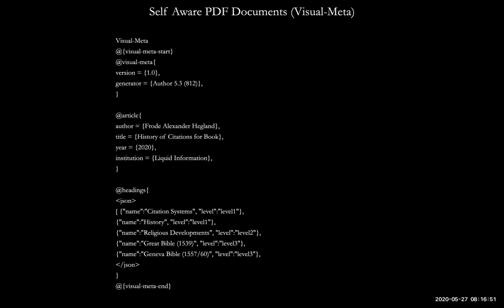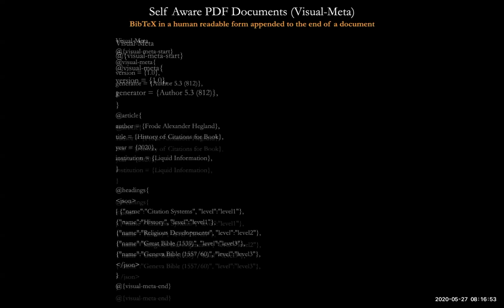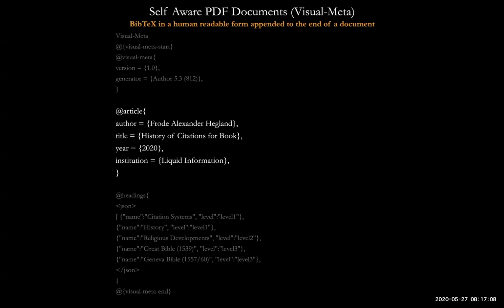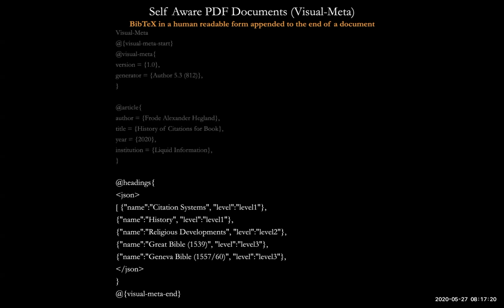So this is an example of actual visual meta, which I like to highlight is BibTeX in a human readable form. So the beginning bit is just what version it is, so in the future, if something changes, you can see what the changes refer to. And then we have the actual BibTeX. Human readable, this is an article, author is me, title is History of Citation for Books, the year is 2020, institution Liquid Information. There's also plenty of optional things you can put after that. One of them is in JSON format, headings. That is so we can do more interactions with the document, as I will show you later.